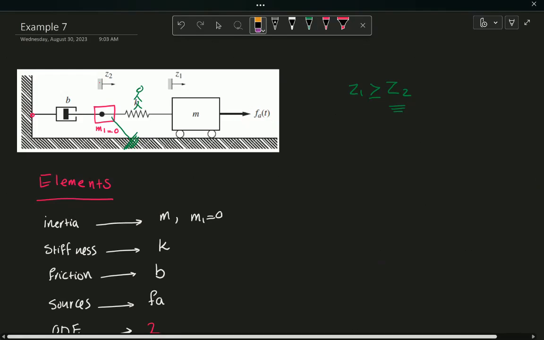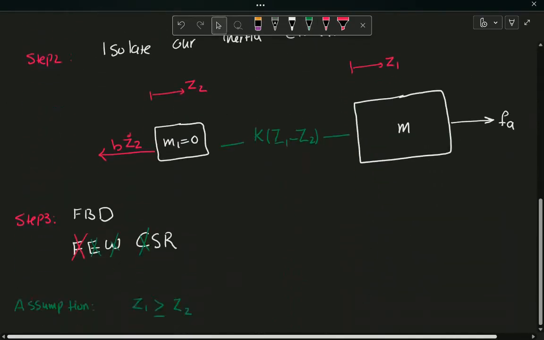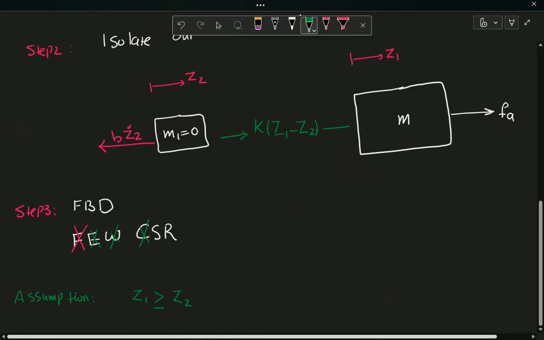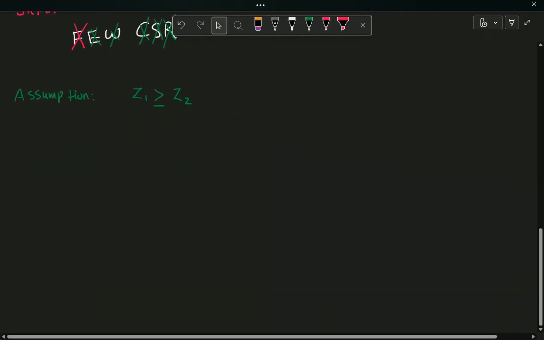If I move M in the positive Z1 direction, do you think that the spring is going to be stretched or squeezed? It's going to be stretched. When the spring is stretched, it's going to push back. Good, and that's your spring force. The next one is rope. I do not have any rope in this problem. I'm done, so I can easily navigate to step 4, which is the equations of motion.